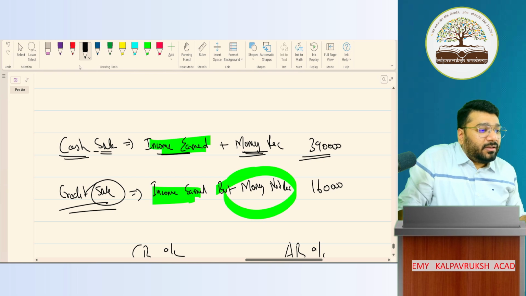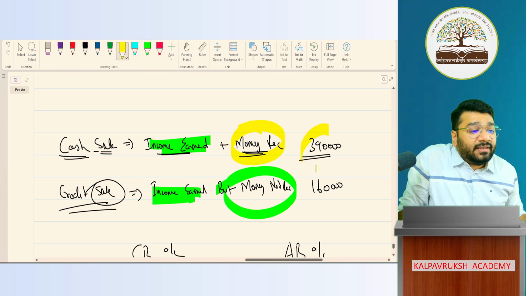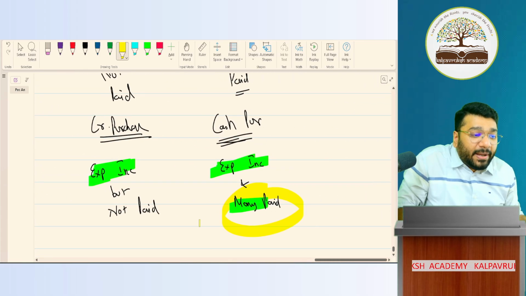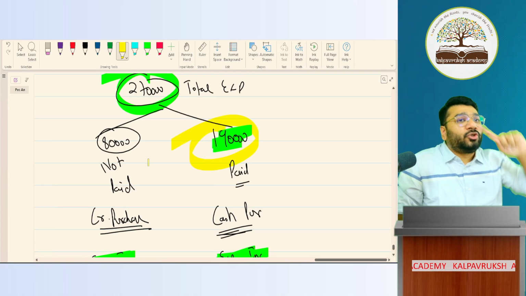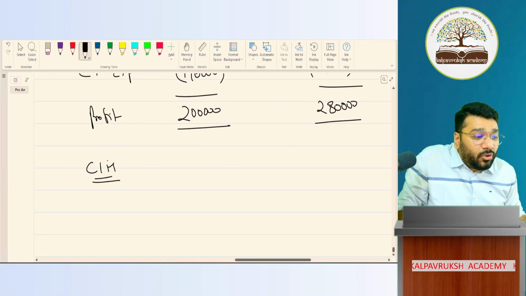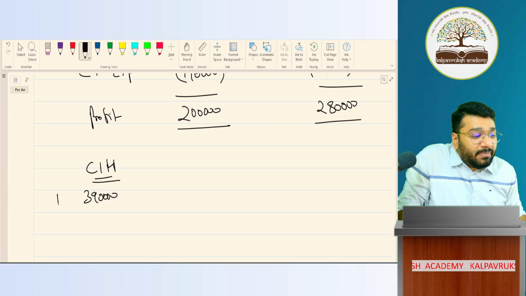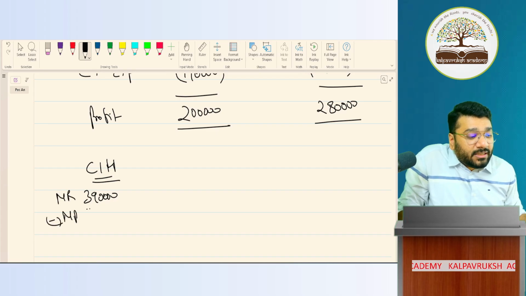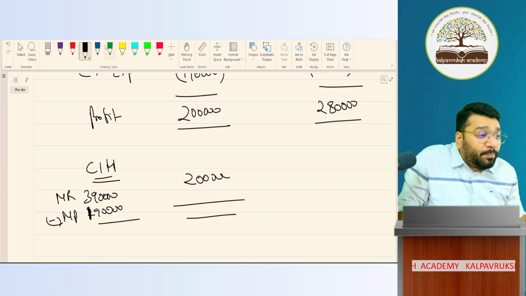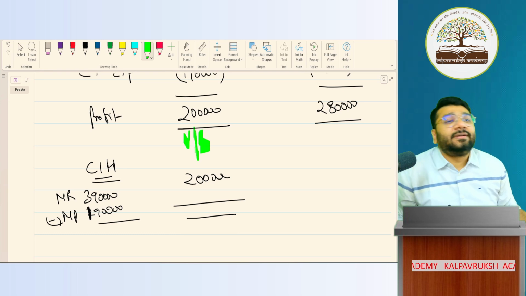Sir, here the total cash money received is 390. Out of this, how much have you paid? Money paid is how much? 190. So 390 minus 190 is how much? 2 lakh rupees. So if I open the cash account also, 3 lakh 90 is money received, and money paid is 1 lakh 90,000. So what is cash in hand? 2 lakh. Hence proved that under cash basis of accounting, your profit will be equal to your cash.